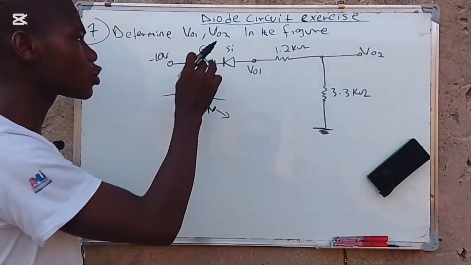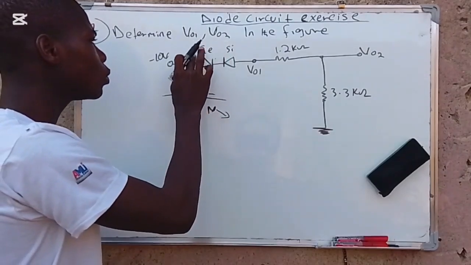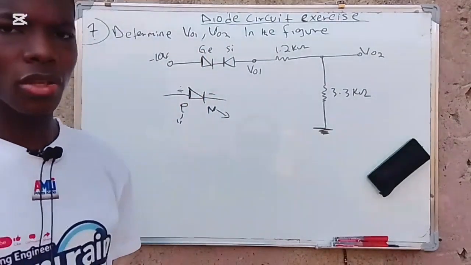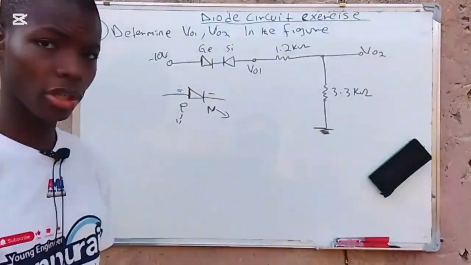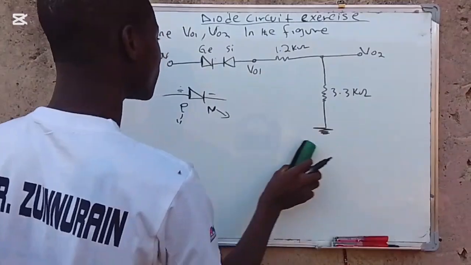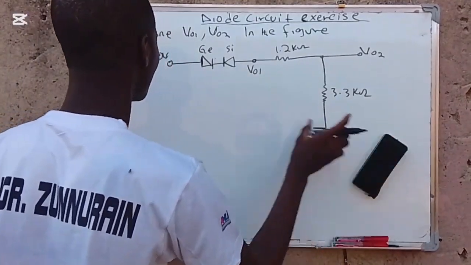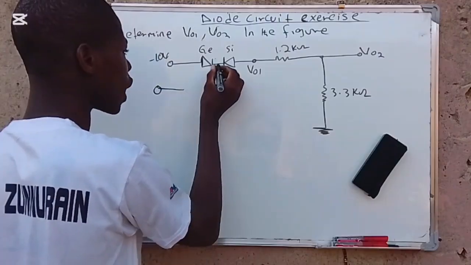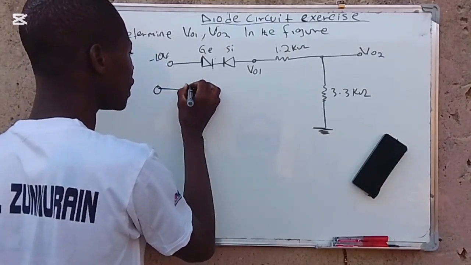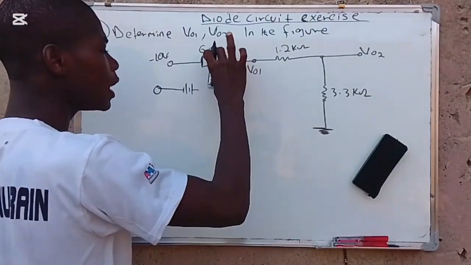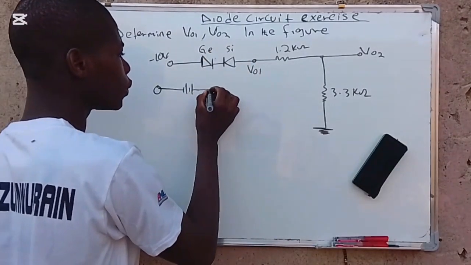So this is showing that negative will not be here. When negative is here, it means the diode is off, it is reverse. So from this figure, I can say this diode is off. So I'm left with only this one. I'm left with only this diode. This diode will now be on.